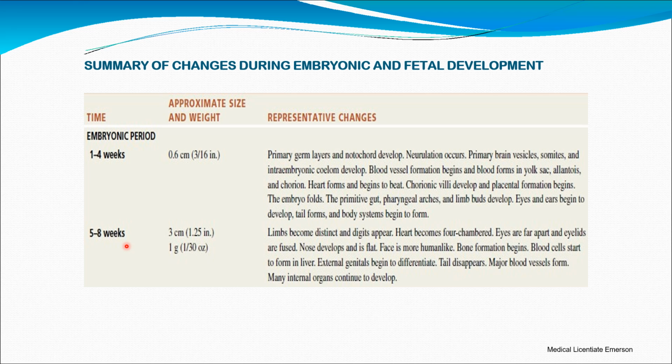Then the 5th to 8th week, which we were just talking about previously, the later stages of the embryonic period, where the limbs become distinct and digits appear, the heart becomes four-chambered, the eyes are far apart, and the eyelids are fused. Then the nose develops and is flat. The face is more human-like. Bone formation begins. Blood cells start to form in the liver. Then the external genitalia begin to differentiate. The tail disappears. Blood vessels from the main internal organs also continue to develop. Okay, so these are the representative changes and the time frame.